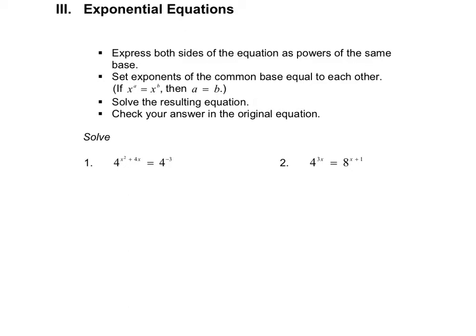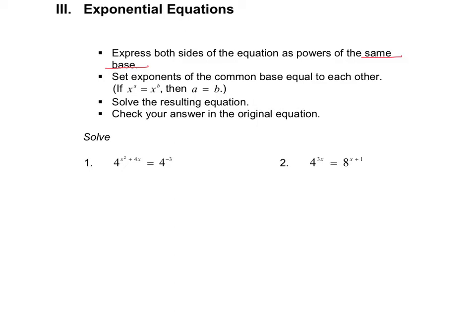All right, now that you have everything copied, let's see what the directions say. Express both sides of the equation as powers of the same base. So basically, you're going to try to find the same base. Set the exponents of the common bases equal to each other. So for example, if x to the a equals x to the b, then you can drop the bases because they're the same and set the exponents equal to each other. Solve the result of the equation and then check your answer.